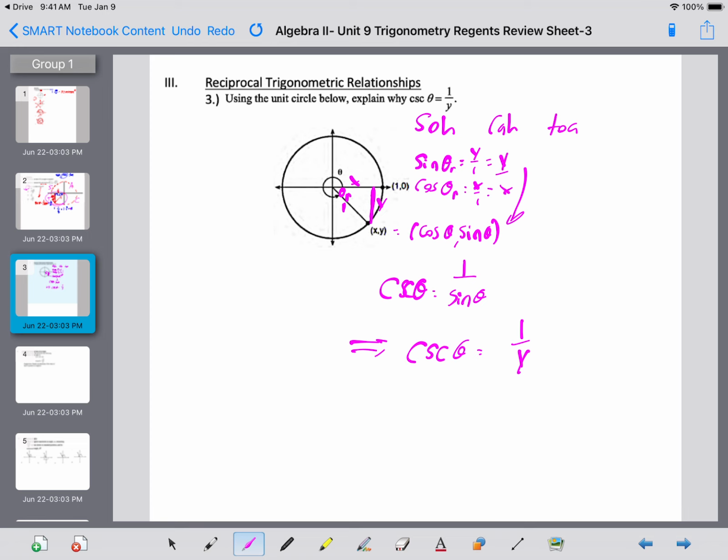Again, you don't have to go so in depth. You just put anything that you could kind of follow, right? You know that cosecant is 1 over sine. Sine is your y value, and that could be your explanation, right?